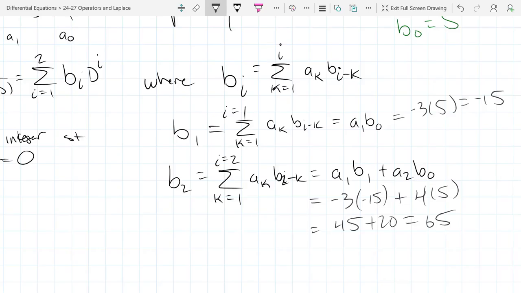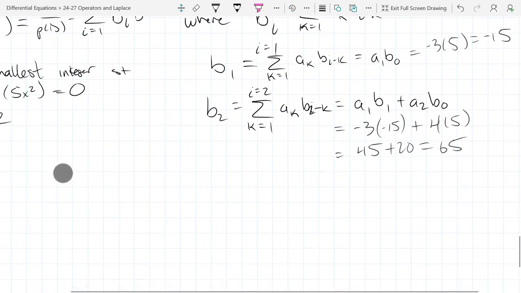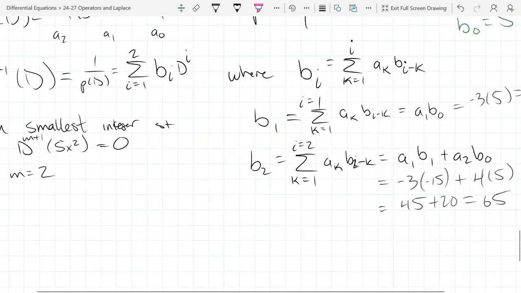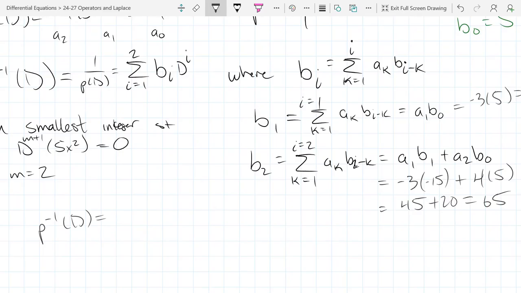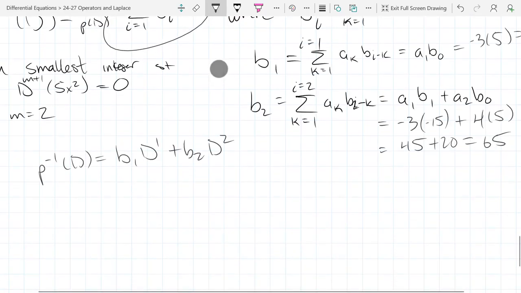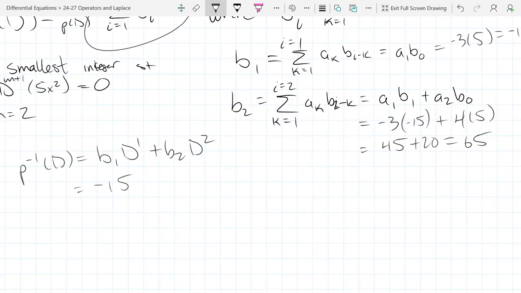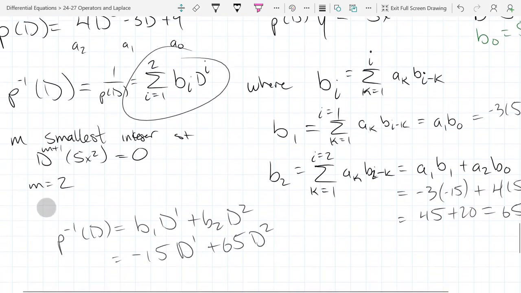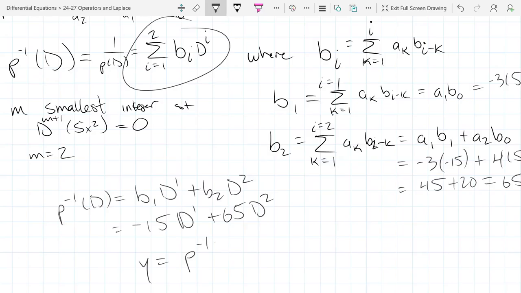So we get 45 plus 20. So there's B1 and B2, and we can write our inverse operator now. So I'm reading what I just circled. So we have B1 D plus B2 D squared. And just filling in those numbers, B1 is negative 15, plus 65 D squared.